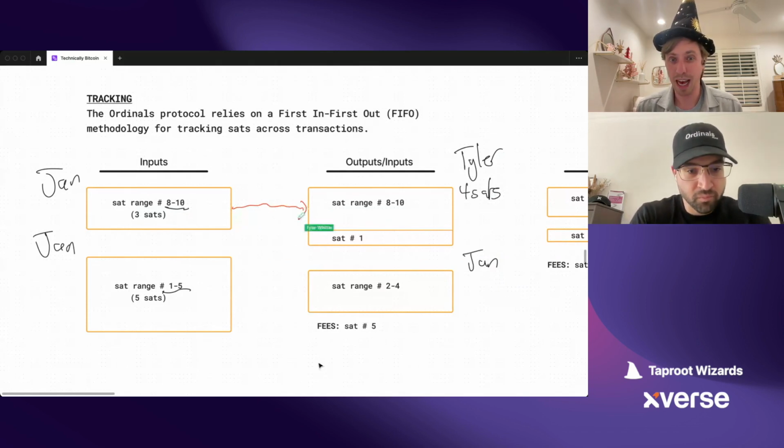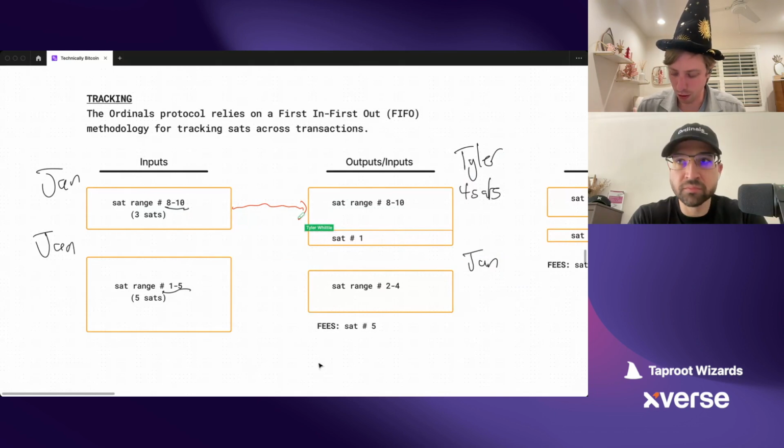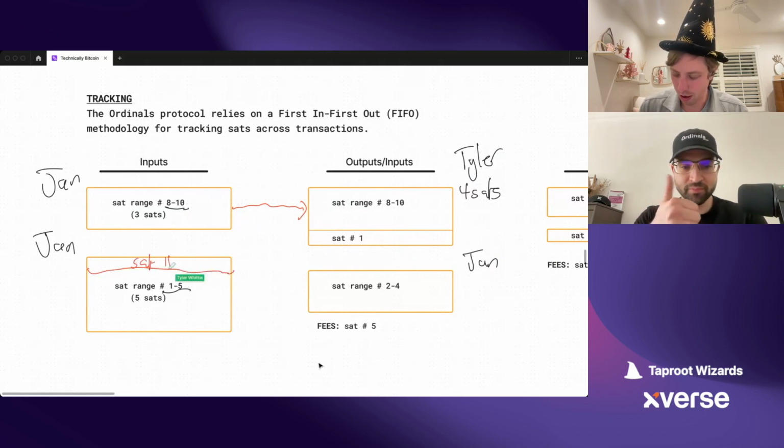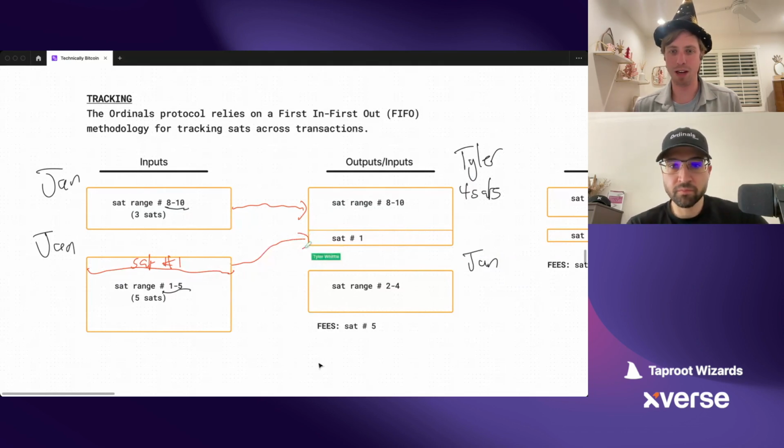Now we're going to need to add 1 more sat to get me up to the 4 sats Jan is sending me. So we've already spent all of the 3 sat UTXO. So we're going to have to peel essentially the top sat, which is now going to be sat number 1, off of Jan's second UTXO here, and it's going to get added to the bottom of the first output to me. So now I have an output with 4 sats. It's going to have on it sat range 8 through 10, and it's also going to have sat number 1.